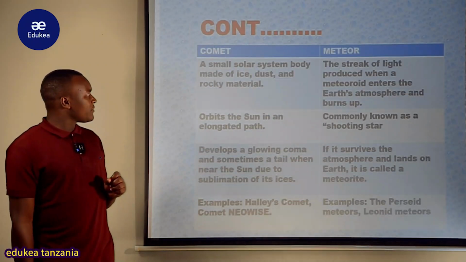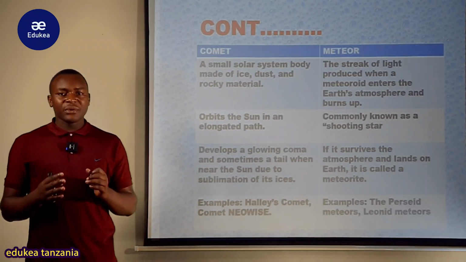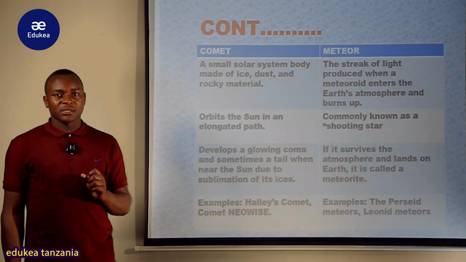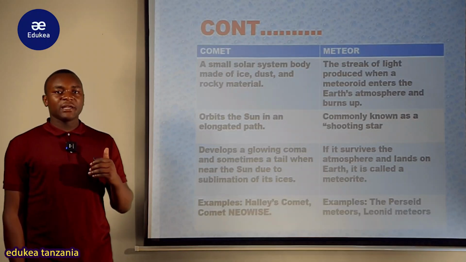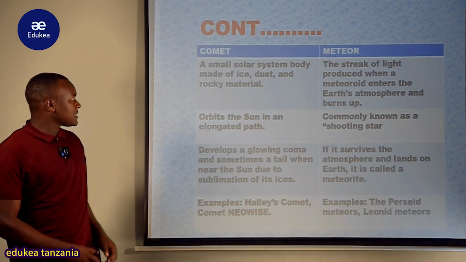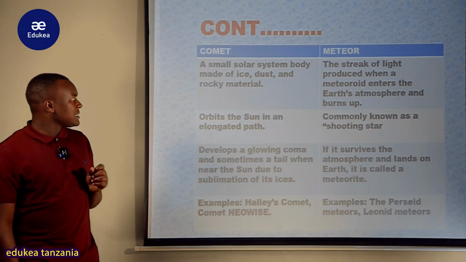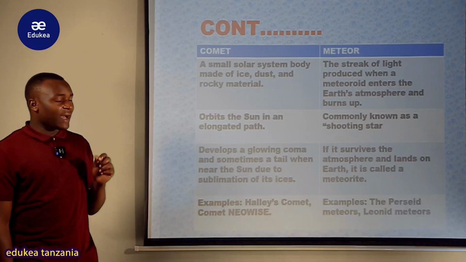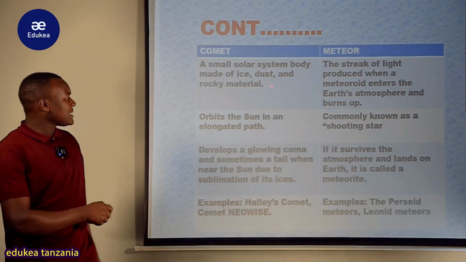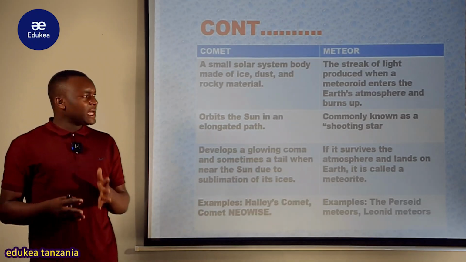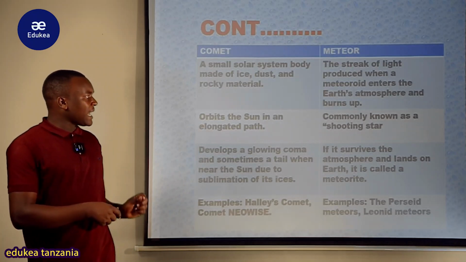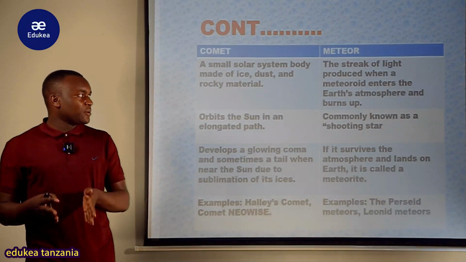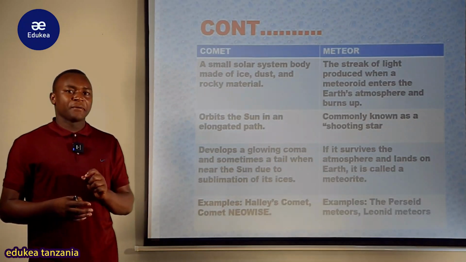After that, we have Roman number 2, where we are required to distinguish between comet and meteor. To provide the difference, we say that a comet is a small solar system body made of ice, dust, and rock material. But a meteor is the streak of light produced when a meteoroid enters the Earth's atmosphere and burns up.